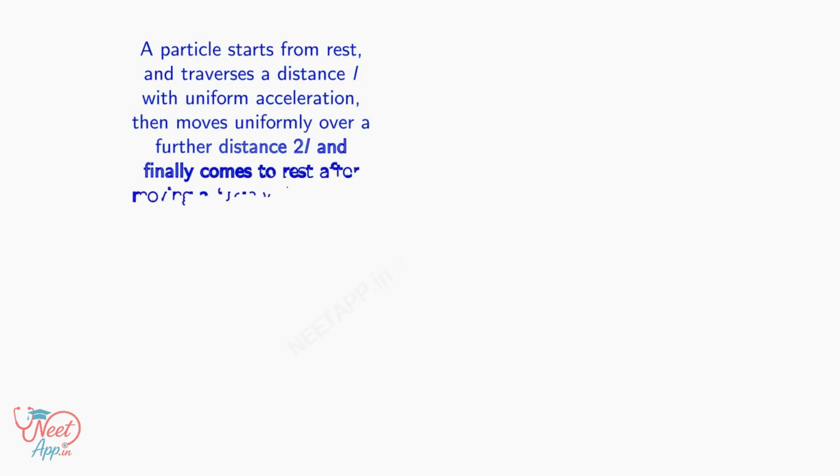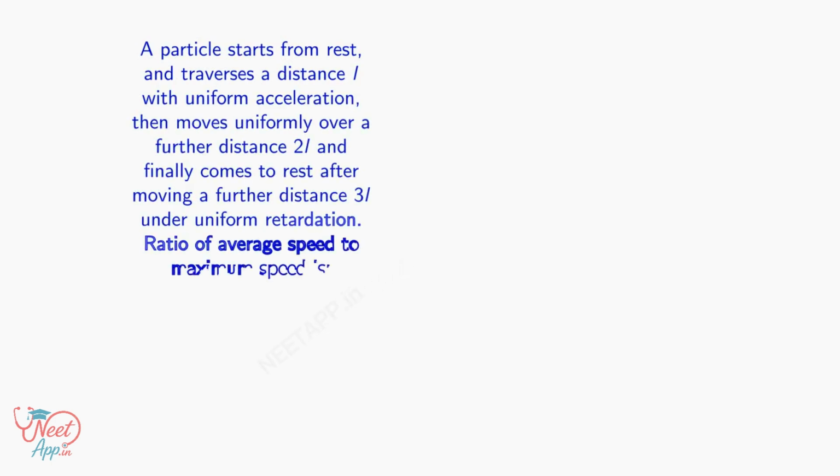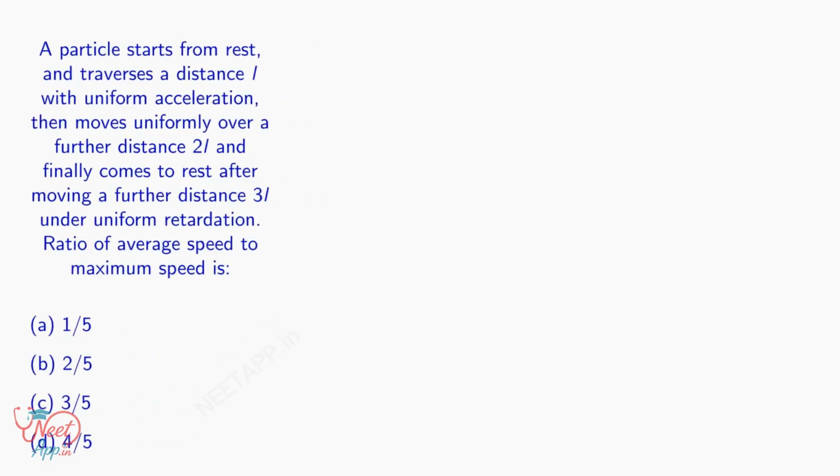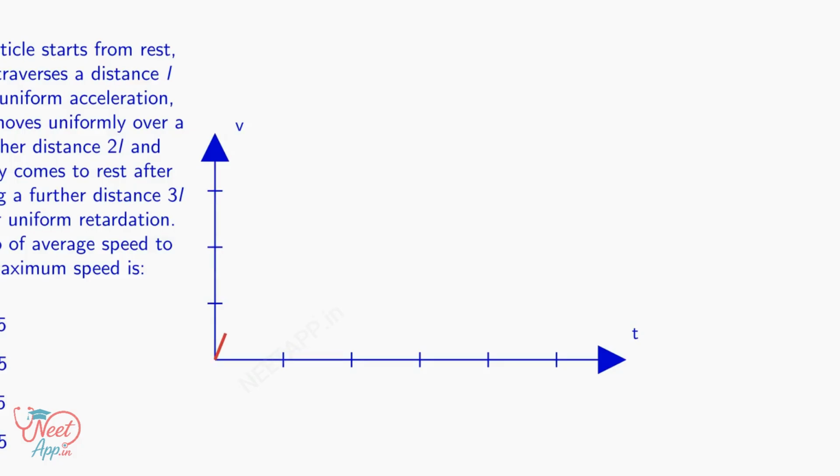Let's read question 7. A particle starts from rest, accelerates over distance L, moves at constant speed for 2L and decelerates to a stop over 3L. We need the ratio of average speed to maximum speed. Let's draw a velocity time graph. The particle accelerates from 0 to a maximum speed Vm. It stays at Vm, then decelerates back to 0.